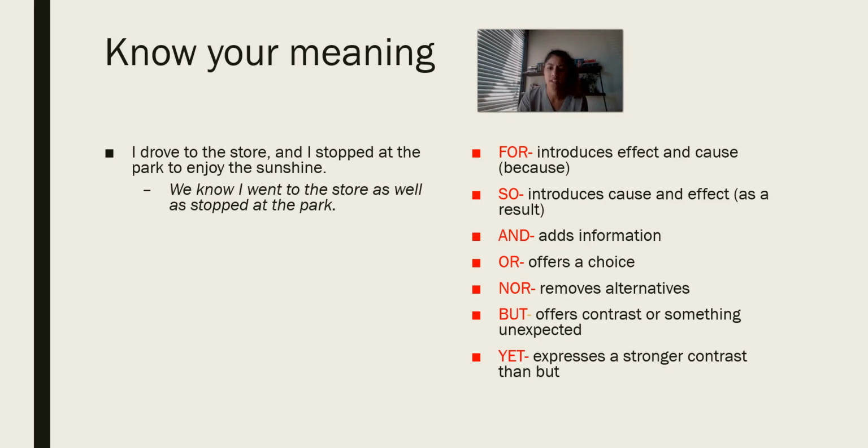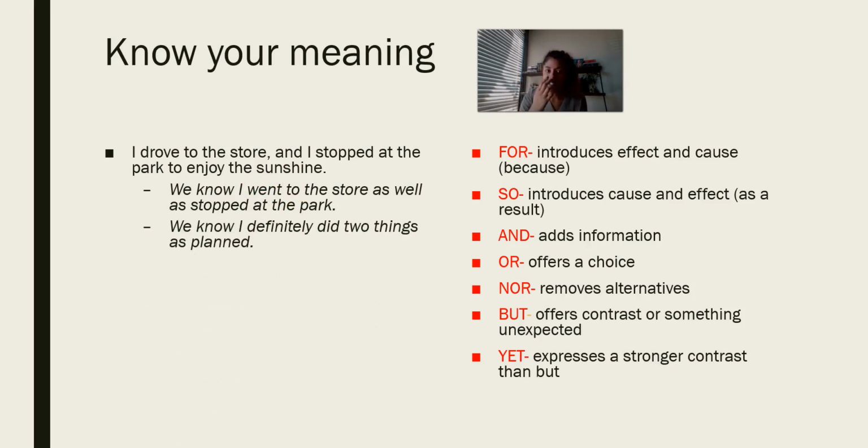"But" is contrast and the unexpected, and then "but" and "yet" are similar; "yet" is really a stronger contrast. For an example of how this plays out in application, if I say I drove to the store and I stopped at the park to enjoy the sunshine, "and" is adding information. As a reader, you know that I went to the store and I also stopped at the park. I did two things on my trip out. For sure, I did those.